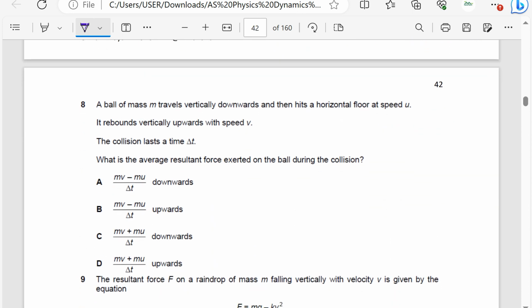A ball of mass m travels vertically downwards and then hits a horizontal floor at a speed u. It rebounds vertically upwards with speed v. The collision lasts a time delta t. What is the average force? By definition, force is the rate of change of momentum.